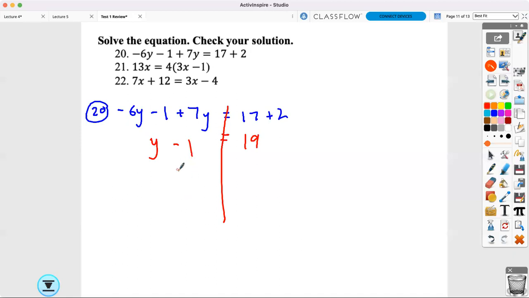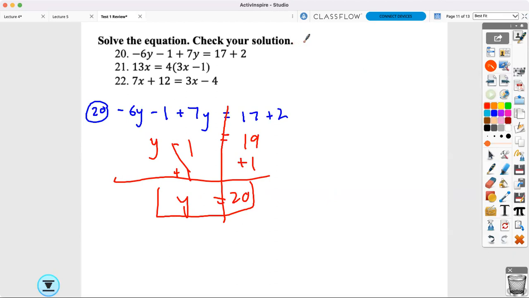Get y by itself now, so we add 1 on both sides. Then we get y equals 20, and we're done. 21. 21 is 13x equals 4 parentheses 3x minus 1.